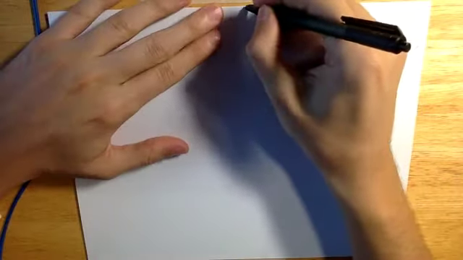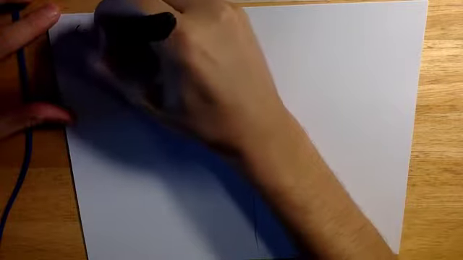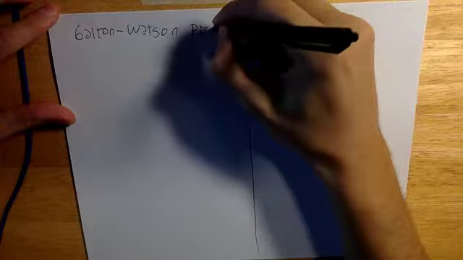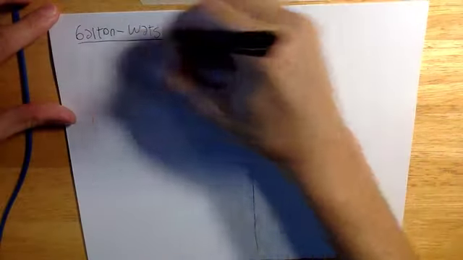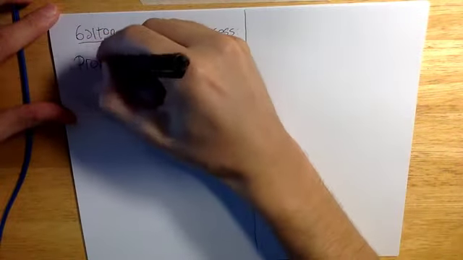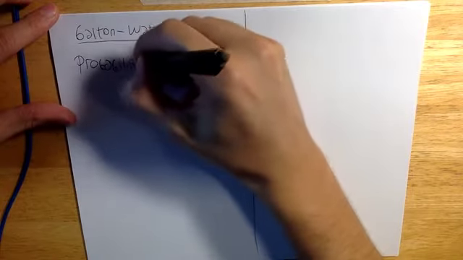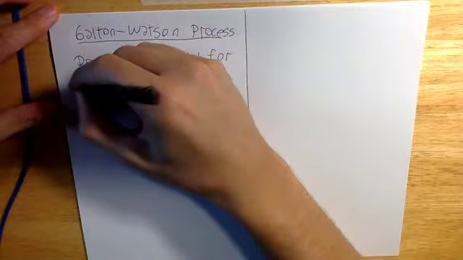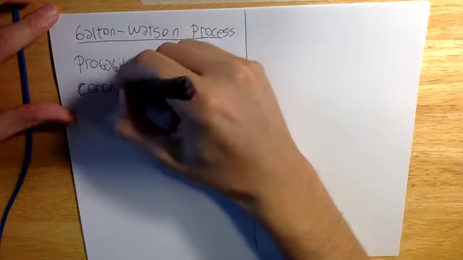Okay, so welcome back to the next class. So in this class, we'll talk a bit more about the Galton-Watson process, which is a probabilistic model for coronavirus spread.